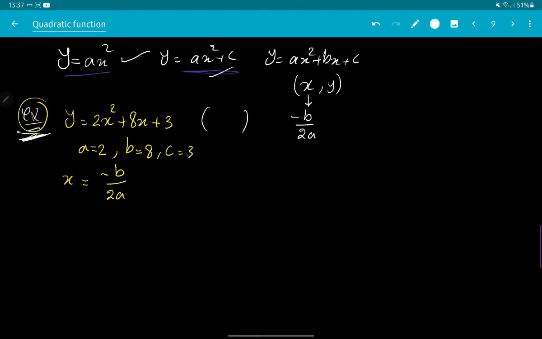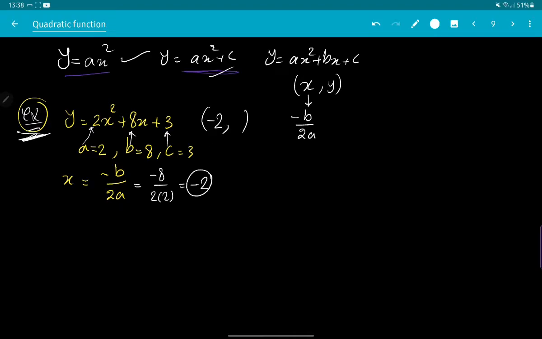The vertex is x and y. How to calculate x? It's negative b over 2a. Now, use the values that you have. a is 2, b is 8, c is 3, because when we compare with ax squared plus bx plus c, you will see that this is 2, this is 8, and this is positive 3. Now use this to calculate x. Negative b is negative 8 over 2a, which is 2 multiplied by 2. Negative 8 over 4, which is negative 2. So x equals negative 2.